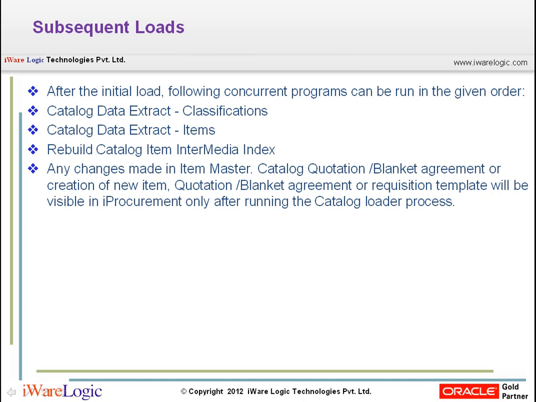Once we upload the catalog the first time, after the initial load, we can run the concurrent programs in the given order: catalog data extract for the classifications, catalog data extract items, and rebuild the catalog item intermedia index. Any changes made in item master, catalog quotation or blanket agreement, or creation of a new item, quotation, blanket agreement or requisition template will be visible in iProcurement only after running the catalog loader process. Otherwise, it will not be available.